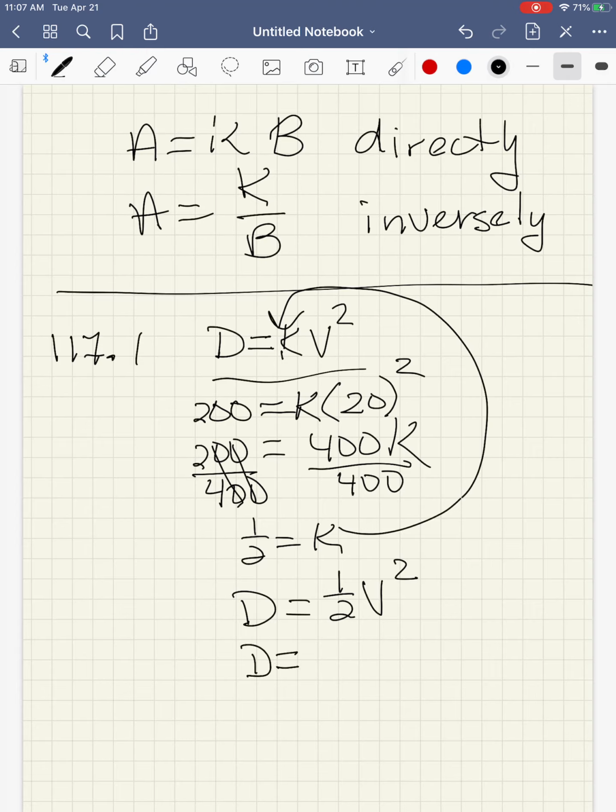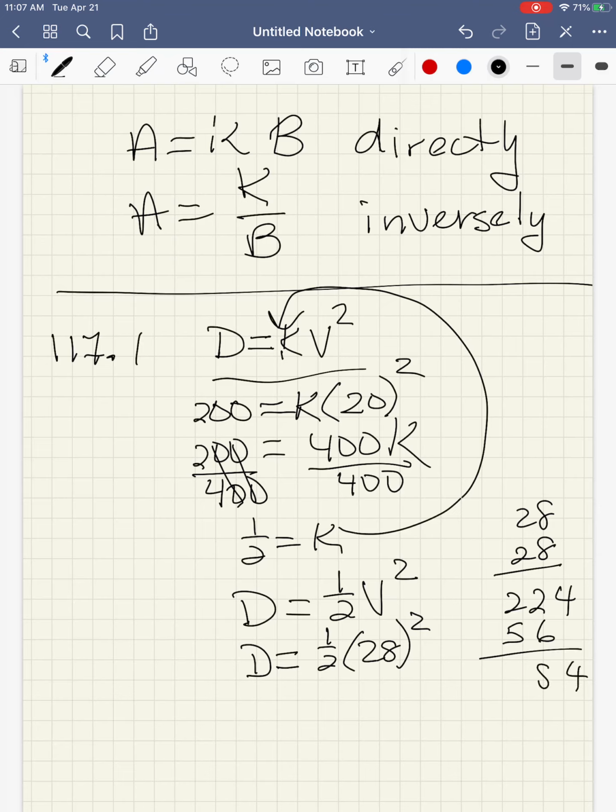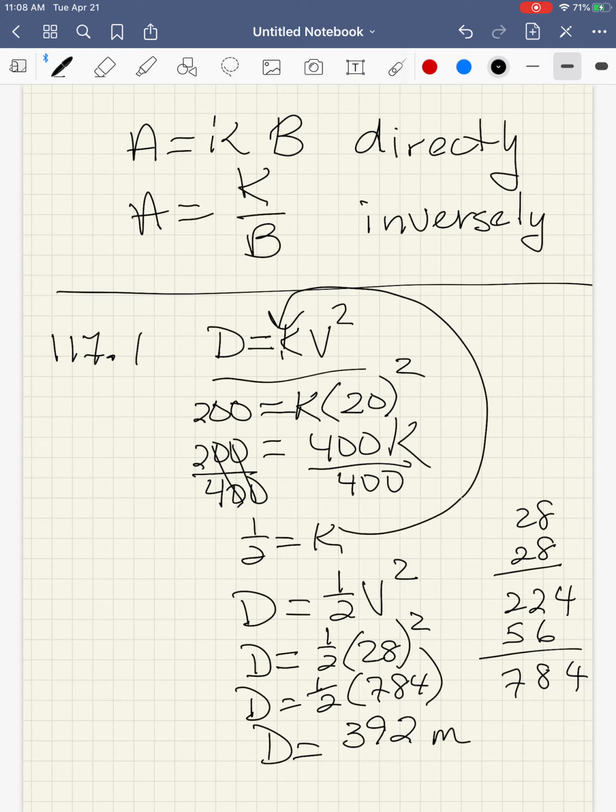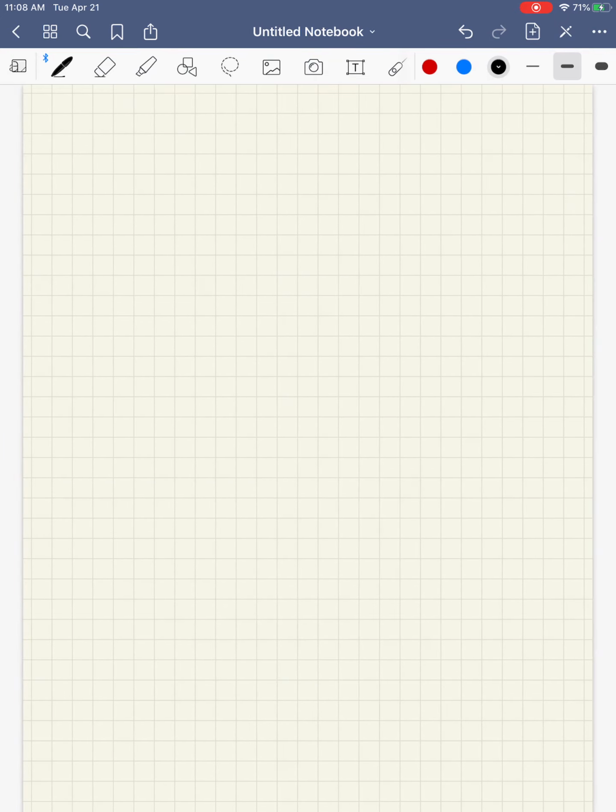What will be the required distance at 28 kilometers per hour? So 1/2 times 28 squared. All right, so we have to square 28 first. Remember your order of operations. 28 squared is 784. So D is equal to 1/2 of 784, and 2 goes in there, 392. So the distance required would be 392 meters. Okay, so really nothing new except that we did square one of the elements in the equation.